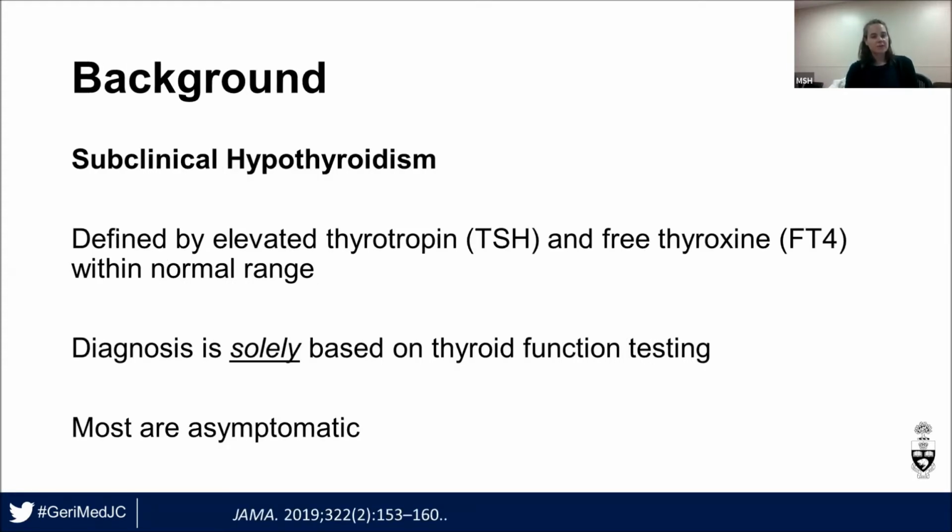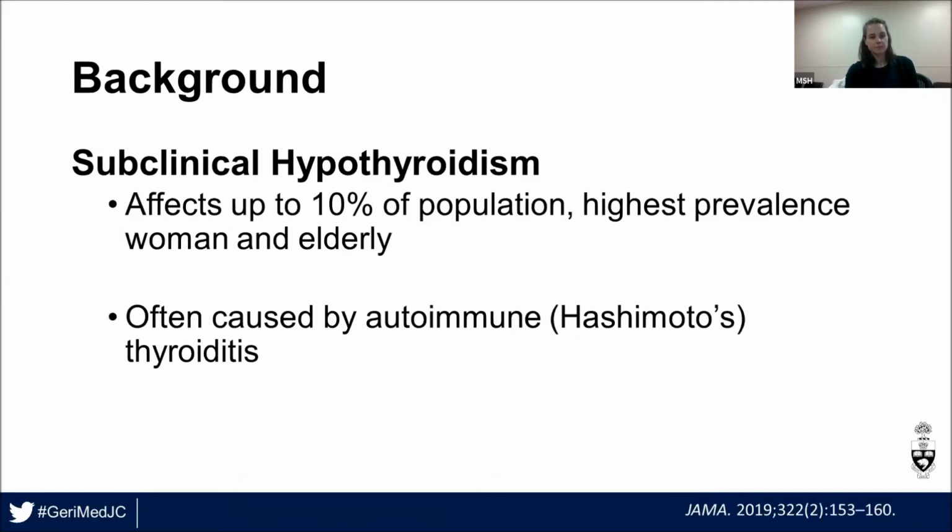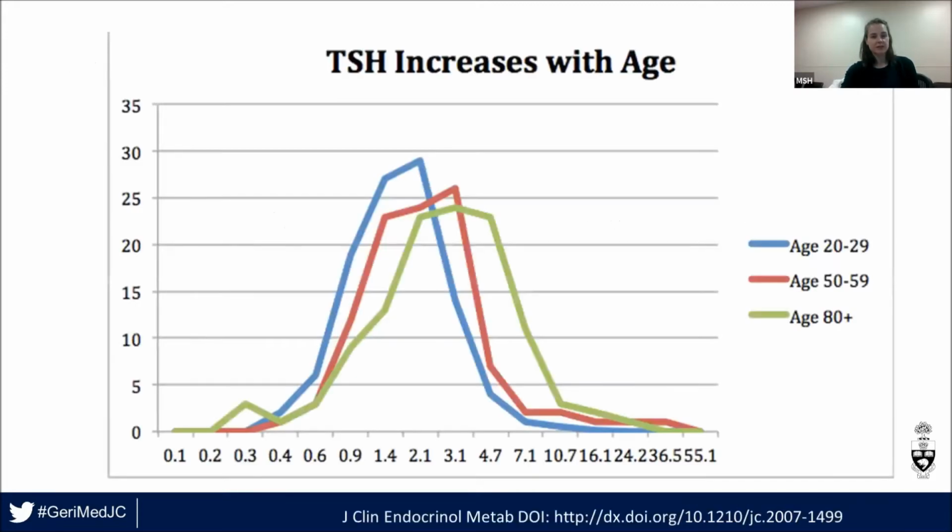Some background. Subclinical hypothyroidism is defined by elevated TSH and free T4 within normal range. It's diagnosed solely based on thyroid function testing, and most people are asymptomatic. It can affect about 10% of the population. The highest prevalence is in women and the elderly. It's often caused by autoimmune or Hashimoto's thyroiditis.